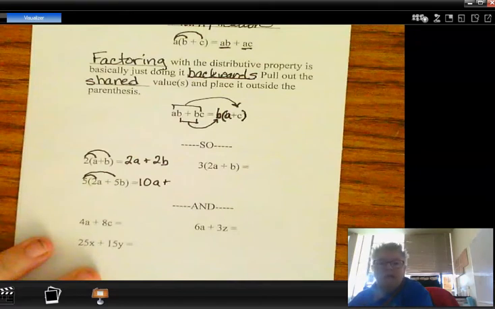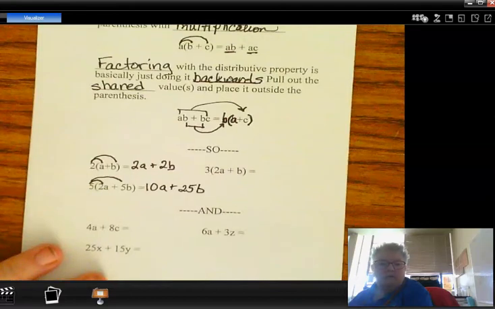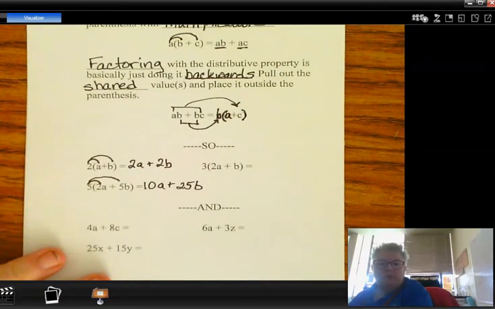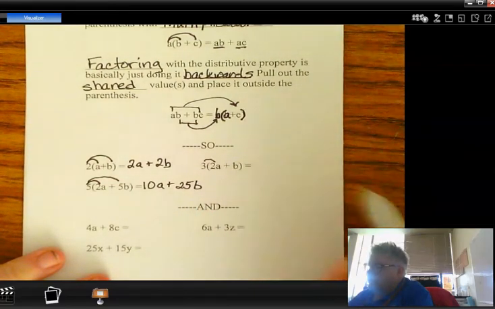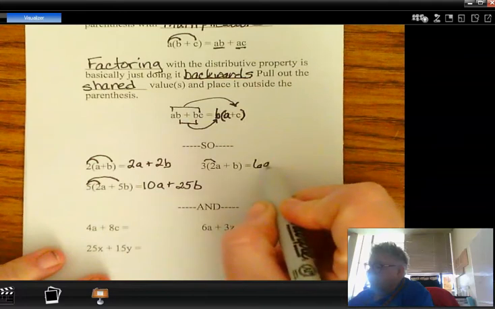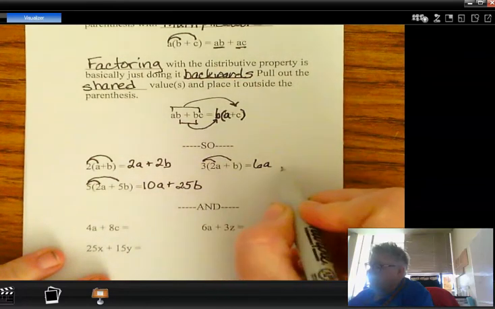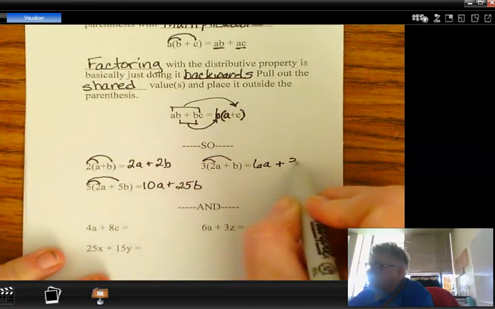And then we've got 3 times 2 is 6A plus 3 times B is 3B.